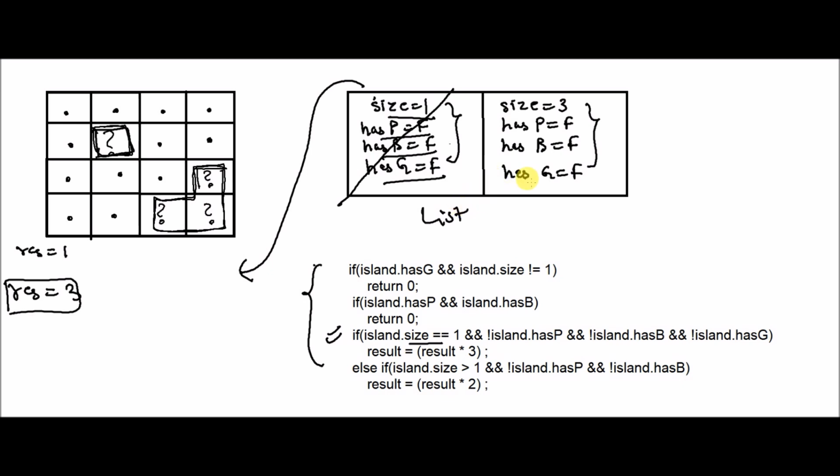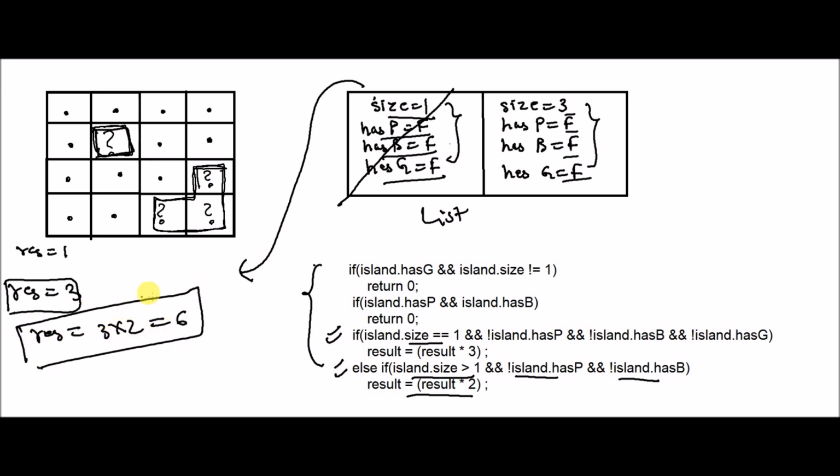Okay, so now I will take the second object. Its size is 3 and it does not have any of the bears. So which condition is it satisfying? I think it is satisfying the last condition, that is, the island size is greater than 1 and it does not have any polar bear or brown bear. So the result will be simply result into 2. My current result is 3, so the final result will be 3 into 2, that is 6. So the answer to this problem will be 6. In this manner we will be solving this problem, and things will get more clear when we code it out. So let's quickly code it now.